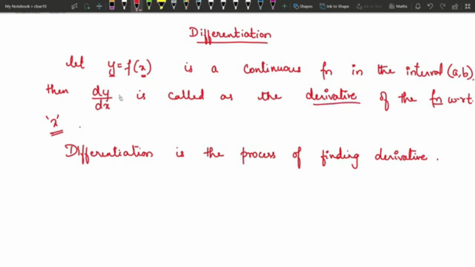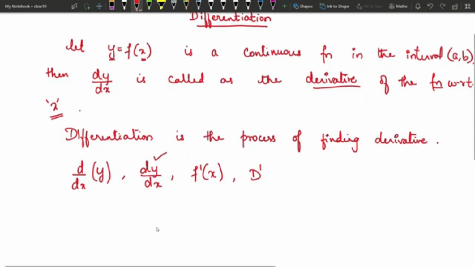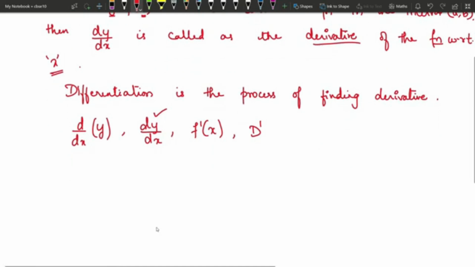Now, what is this dy by dx? It is the rate of change of y with respect to x. You can call it d by dx of y, you can write it as dy by dx, you can write it as f dash of x. There are various ways of denoting a derivative. All these are equally the same. You can use any one of these ways to write the derivative. We will mostly use dy by dx.